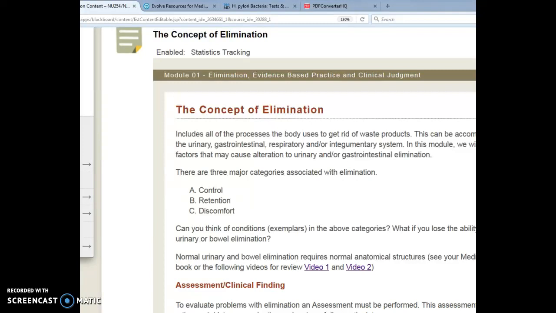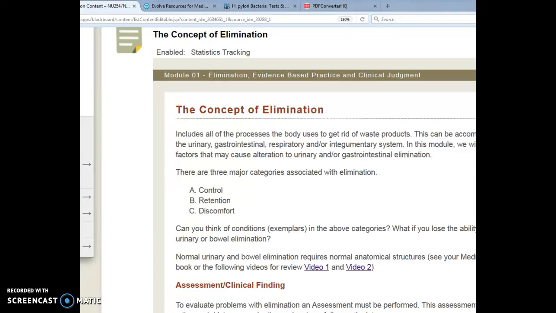At this time, I'm going to go ahead and start talking about the concept of elimination and what it includes and what it should mean to you in regards to the nursing care that you will be providing to your patient. I always like to open up what the concepts mean to you. So think about what elimination means to you.